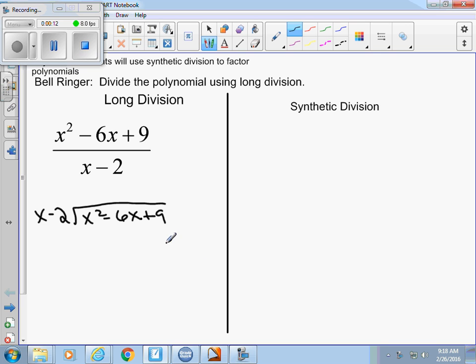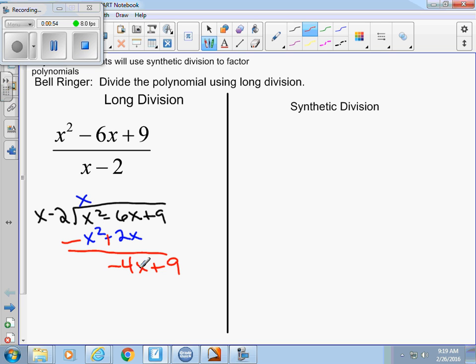And I'm going to ask myself, x times what gives me x squared, and what do I get? 1x. And then I multiply down. I subtract. These are the same steps in regular long division. What do I have to be careful about on this step? Make sure you subtract both pieces. And subtracting a negative 2 is like adding 2. So I get negative 4x plus 9.